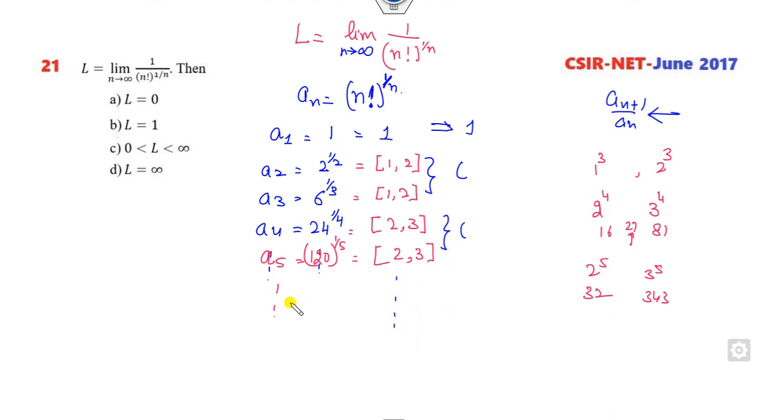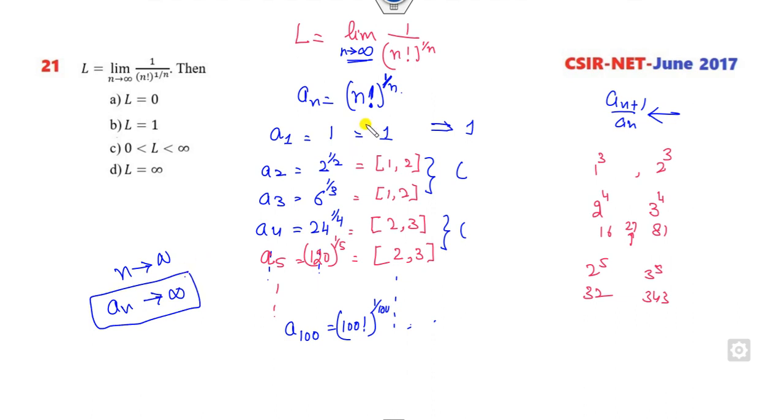So it clearly says that whenever you take, say, 100, it will be 100 factorial raised to 1 by 100, which is greater than 2 or 3. So it means when n approaches infinity, this a_n goes to infinity. So what is the limit of the original expression? It goes to 0. This trick will help you when you are unable to find limits in any manner: you can try to find the sequence terms and analyze their behavior.